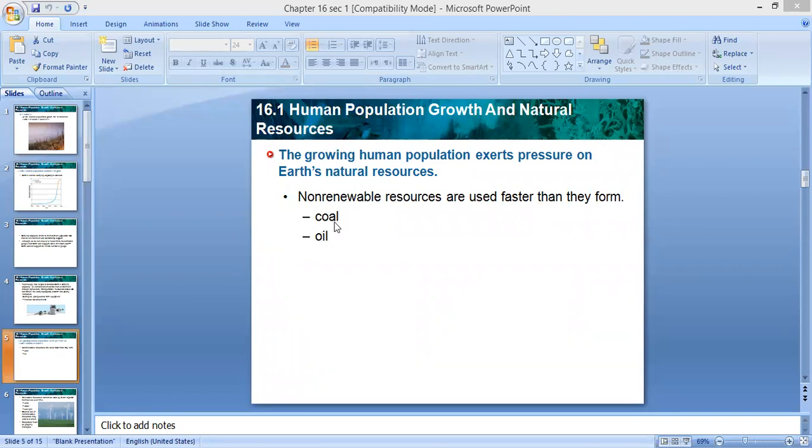So, does using these fossil fuels cause any pollution for the air? Does this cause any pollution for the air? Come on, what's wrong? Yes Tasneem.